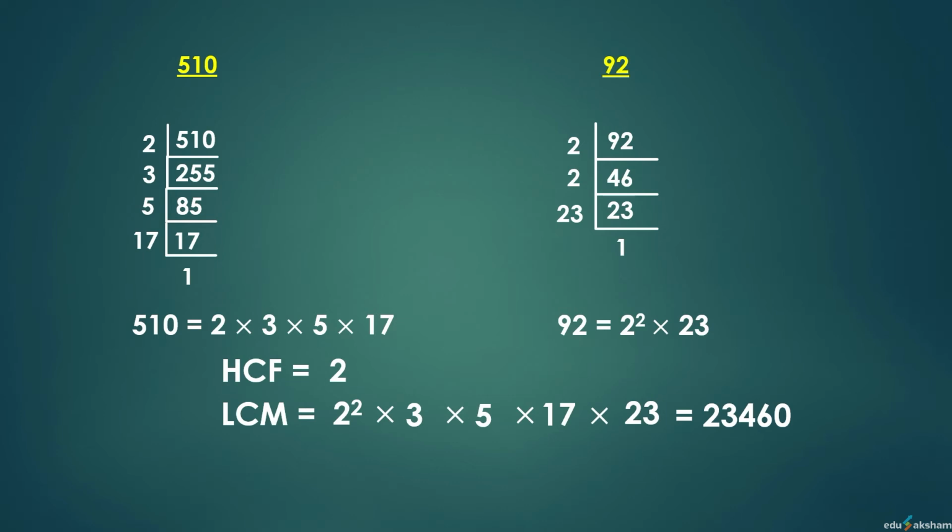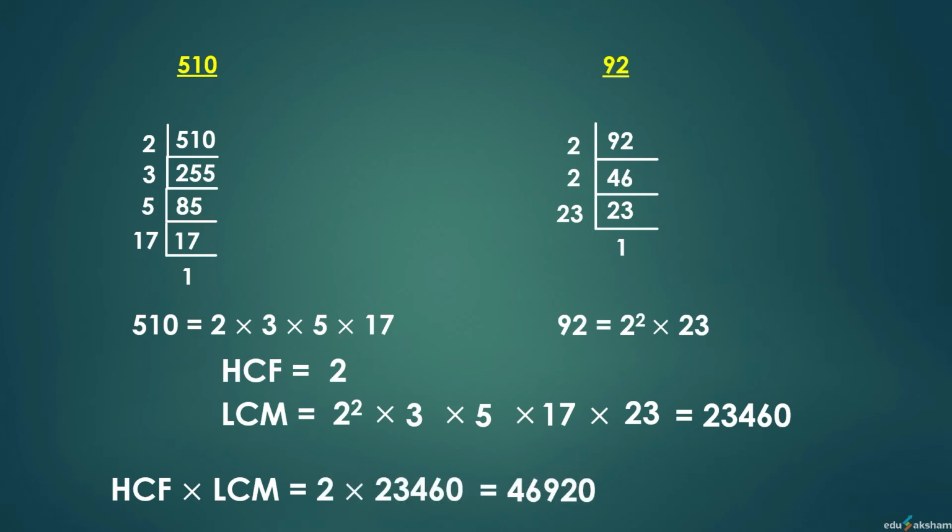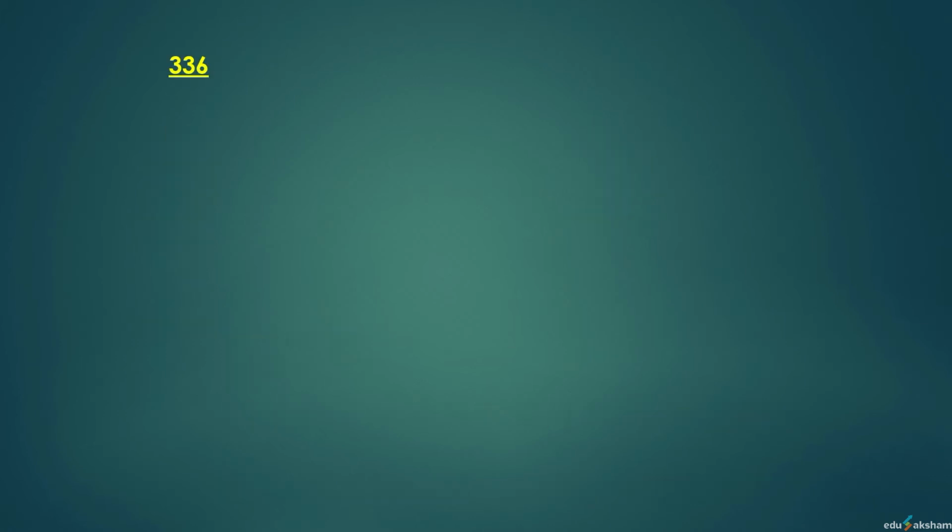Now we need to show that the product of the HCF and LCM is equal to the product of the numbers. So, when we take the product of the HCF and LCM, which is 2 into 23,460, we get 46,920. On multiplying the two numbers 510 and 92, we will also get the same answer, which is 46,920. Now, let us move on to the next pair of integers, which is 336 and 54.